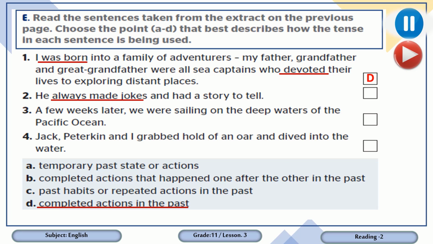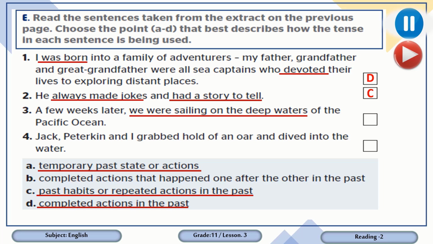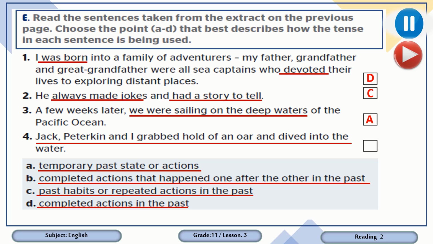He always made jokes and had a story to tell. So, which description have you given to number 2? Very good. Past habits or repeated actions in the past. Excellent. Number 3. A few weeks later, we were sailing on the deep waters of the Pacific Ocean. Which description did you give to sentence number 3? Excellent. Letter A. Temporary past state or actions. And the last one, Jack, Peter Kane, and I grabbed hold of an oar and dived into the water. Very good. It's letter B. Completed actions that happened one after the other in the past. Excellent.